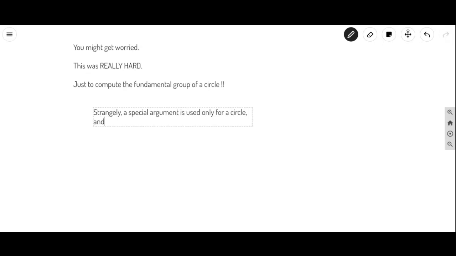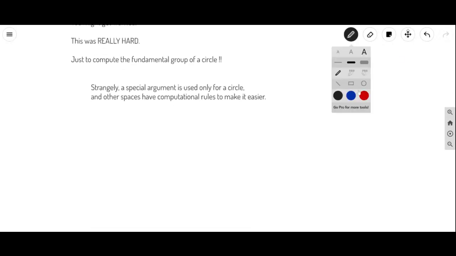The really strange part is that a special argument is used only for a circle, and other spaces have computational rules to make it easier. That's the really strange part about the fundamental group. It takes an enormous amount of effort to determine the fundamental group of a circle and justify that. But somehow, once you know it, finding the fundamental groups of the other spaces we're going to talk about is just going to be a lot easier. It's really strange that it works out like that.